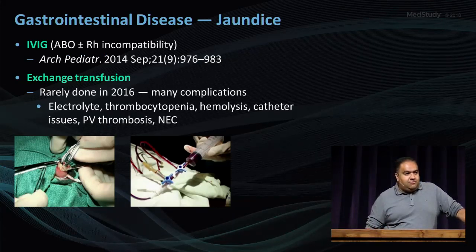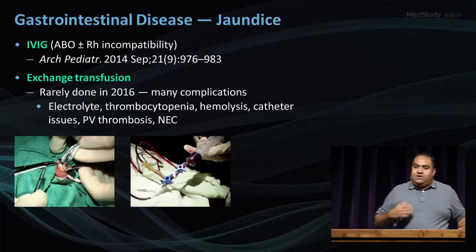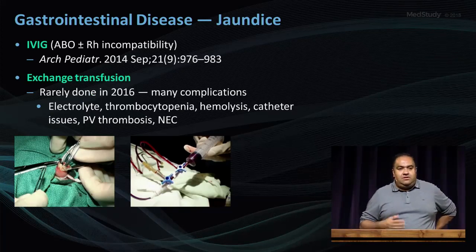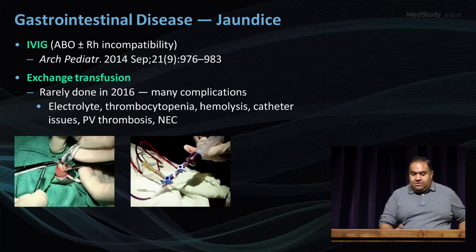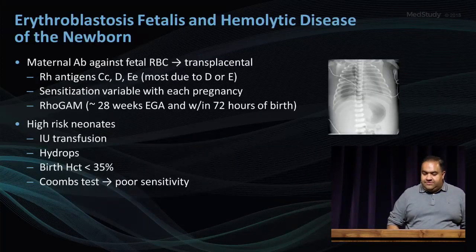Treatments: IVIG has become more and more in favor. There's a nice paper here in 2014 of using it, particularly in kids that have ABO incompatibility. You give one dose of IVIG and it usually keeps it under control. Exchange transfusion is the next line of therapy. We try not to do it because of all the complications, but I've still done it. Maybe once a year we'll do an exchange. The complications include acidosis and thrombocytopenia, so we really want to make sure that's not a problem. We always worry about thrombosis and necrotizing enterocolitis.